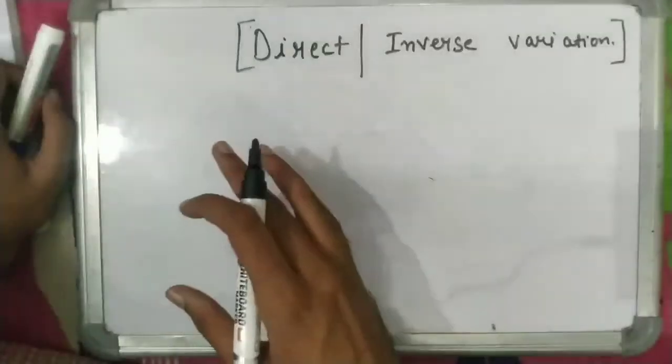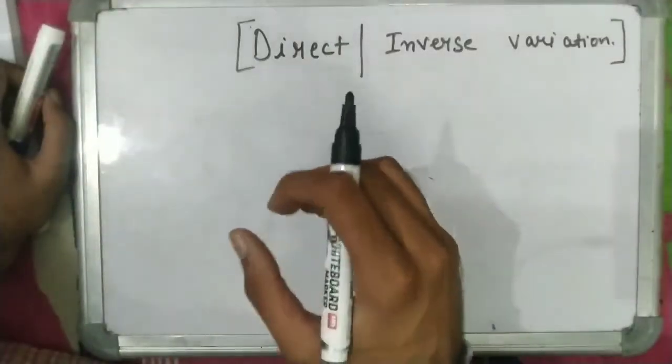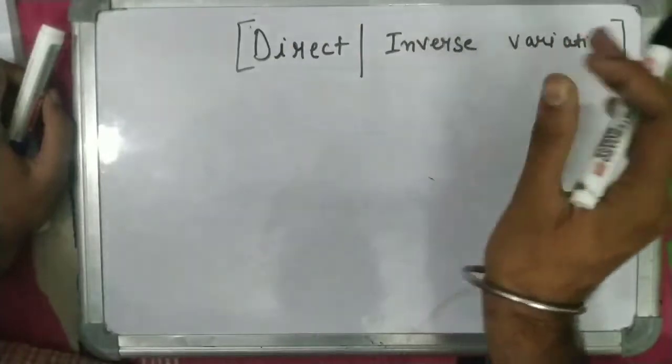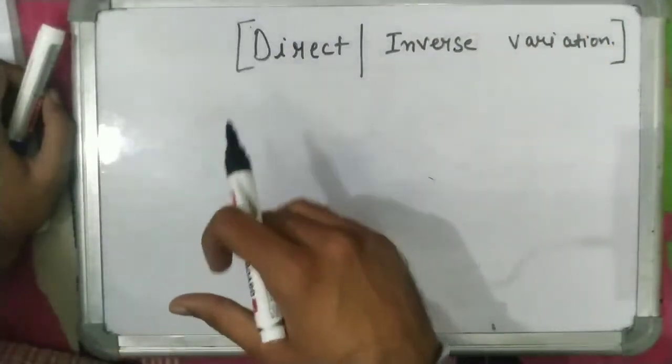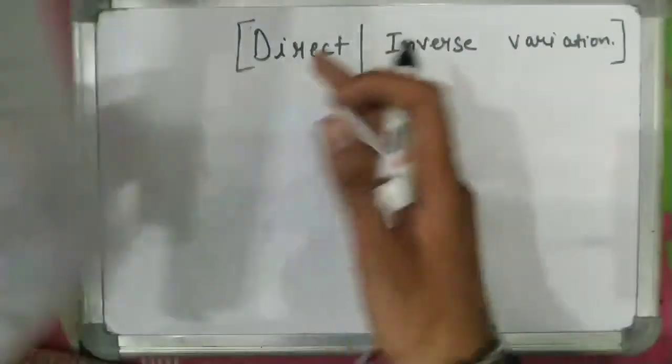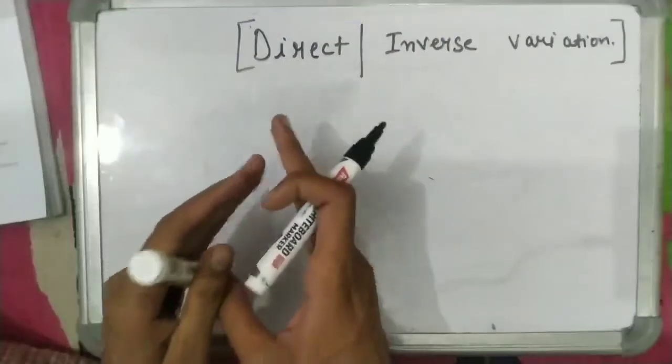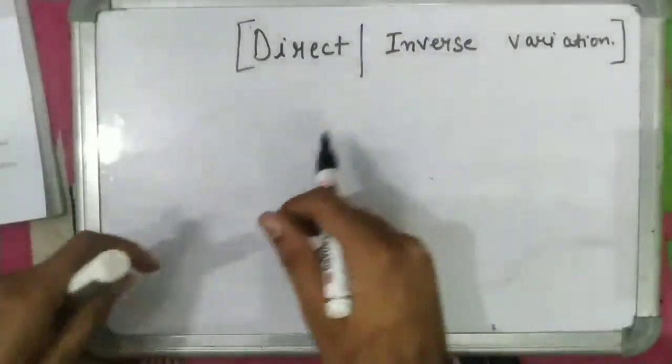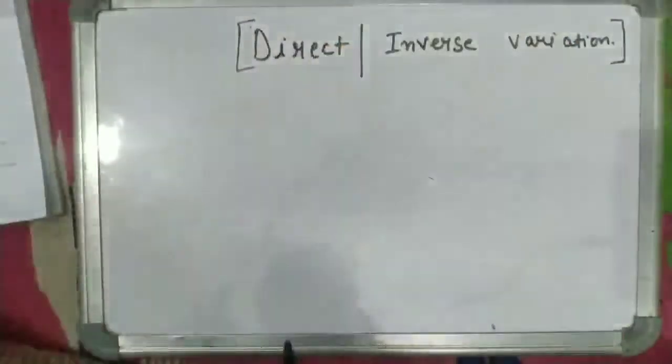Friends, in this video I am going to cover our topic, direct and inverse variation. This topic is in class 8th, and in the book I have, it is chapter number 10. So what is the meaning of direct and inverse variation? Let's take an example.